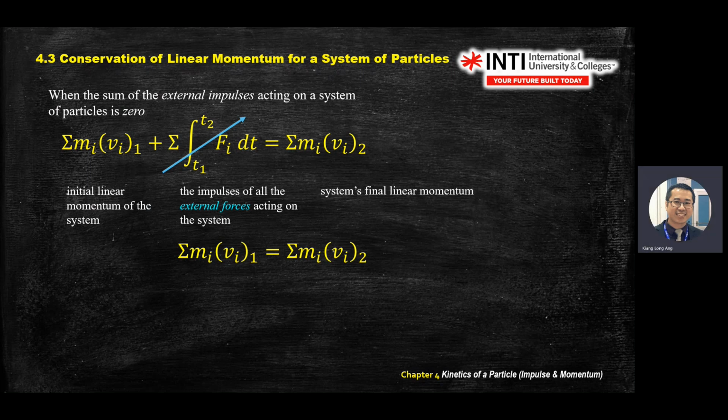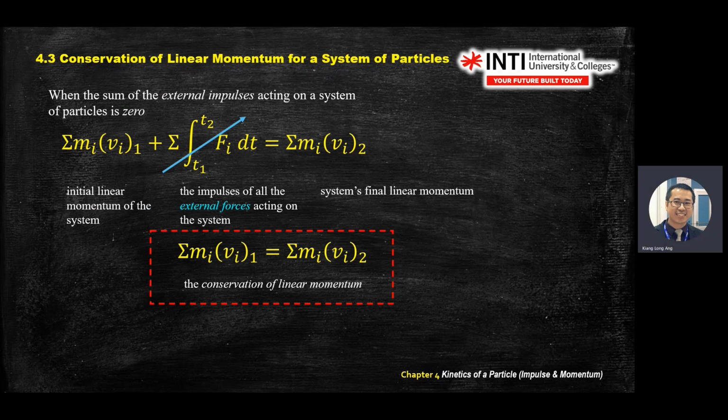Okay. Why can we cancel this one? Because when we sum up all the forces, the external forces combine and balance the system. So we can cancel the impulse. Okay. This is called conservation of linear momentum.